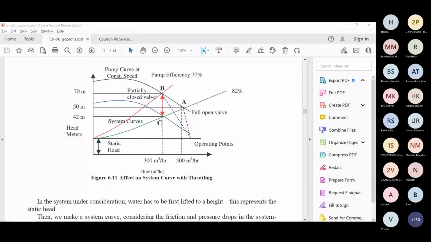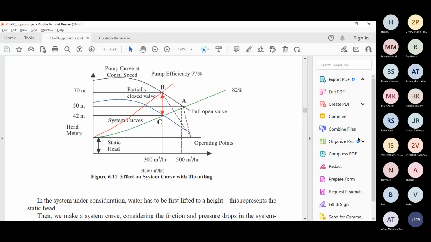Circulation line has nothing to do with the cavitation. There is no link between the cavitation and recirculation line. Okay, sir. Okay, thank you, sir. Got it. There is no link between those two. Sir, please go ahead.